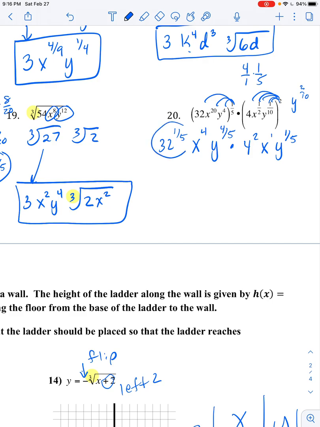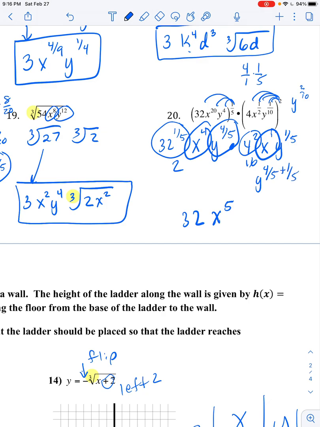Okay, so this 32 to the 1/5 is a 2. 4 squared is a 16. And so because they are both numbers, I can put them together to make a 32. And I'm multiplying, so they become the 32. X to the 4 here, 1 more x here, x to the 5 in my answer. Y to the 4/5 plus a 1/5, because I'm multiplying them together, I'm going to add their powers. 4/5 plus 1/5 is thankfully 5/5, which is just 1.